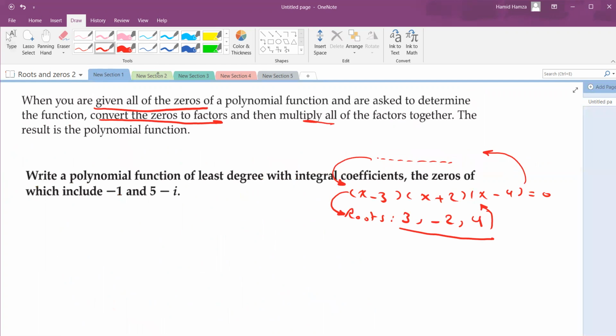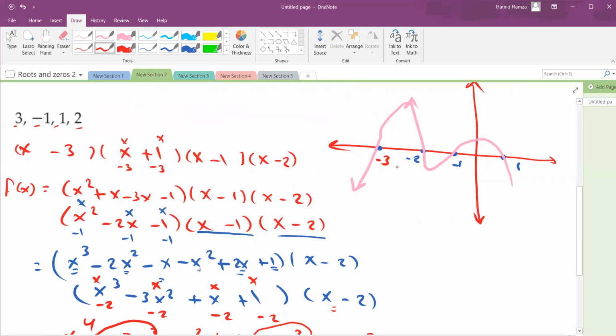Sometimes he will ask you, what is one factor of this function? Factors, not zeros. One factor. Because it cuts the x axis at 3 points, it has four factors. He gives you one of these, so the factor is what? x minus 3, or x plus 1, or x minus 1, or x minus 2. So this is the factor.